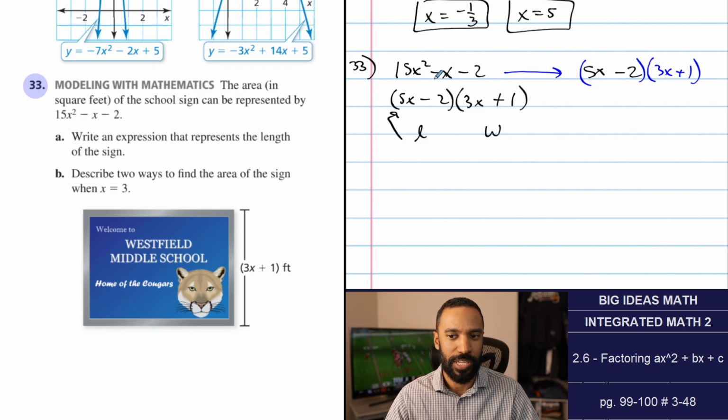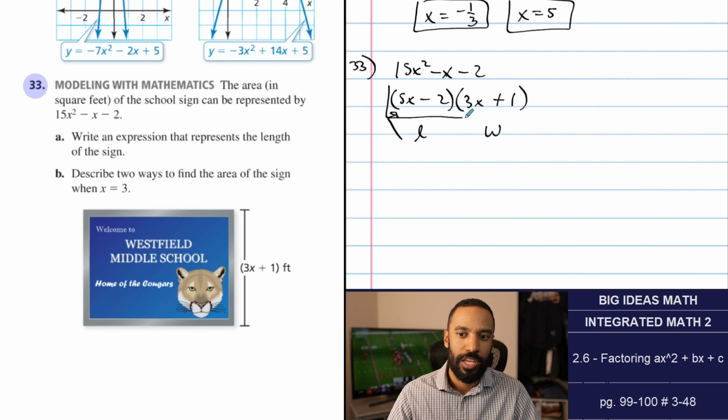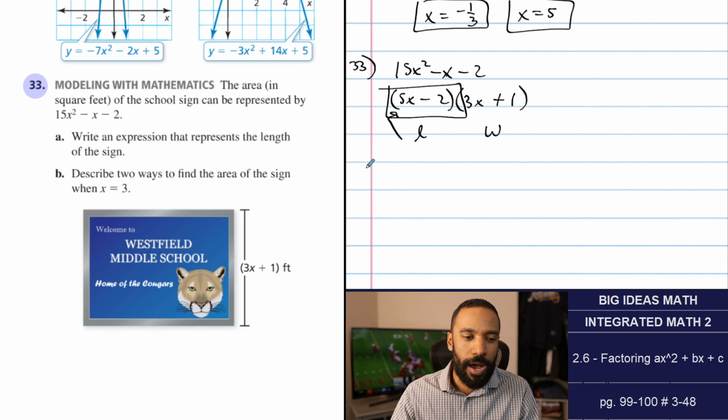We get, again, 5 minus 6, and that's negative 1. So giving you that's really helpful for the problem, but of course, us working on this is a good strategy. So here's the answer, 5x minus 2. That represents the length of the sign. That was part A.